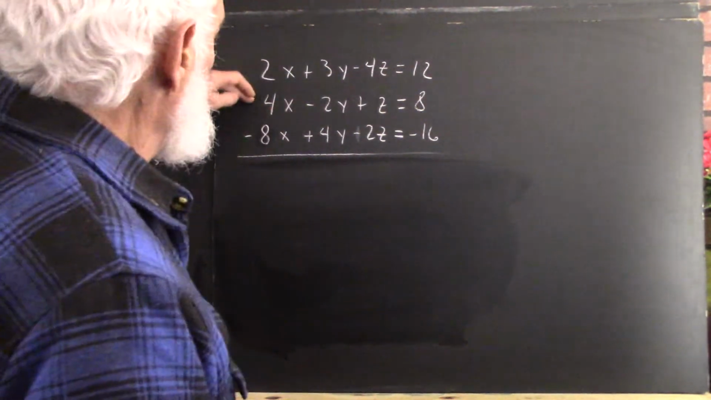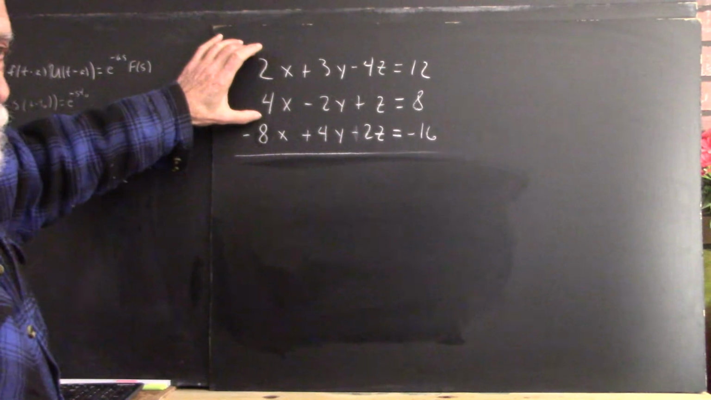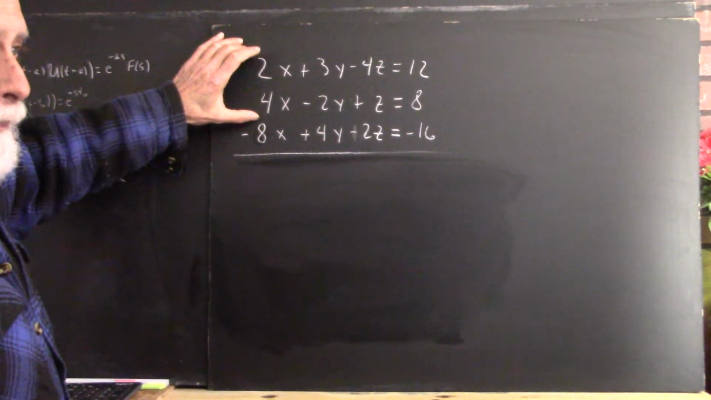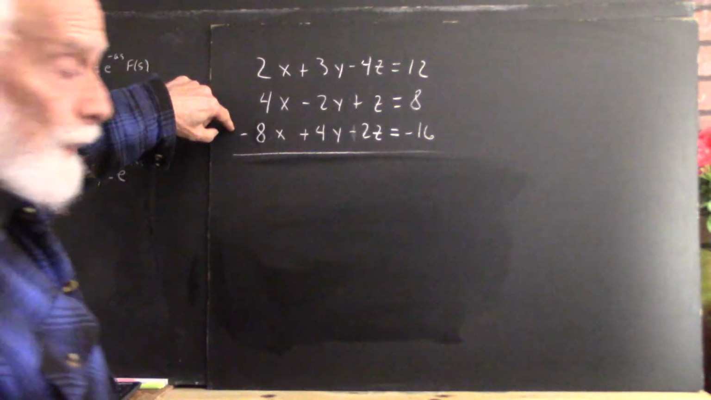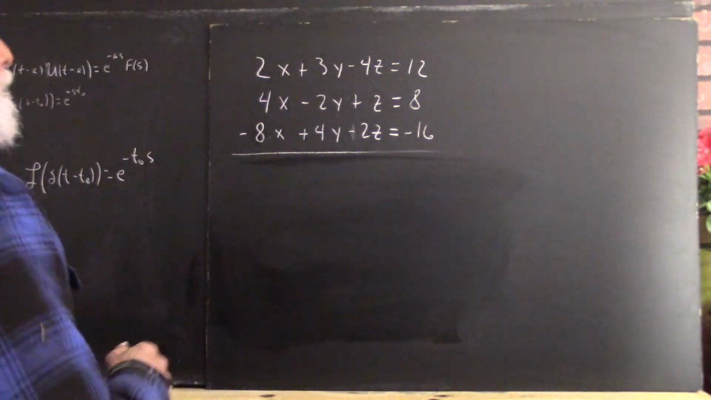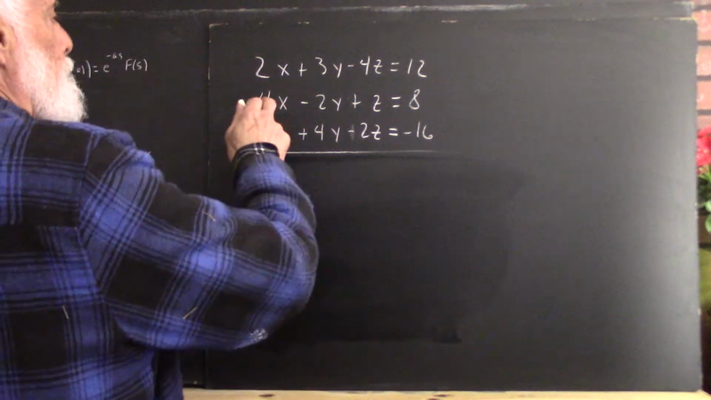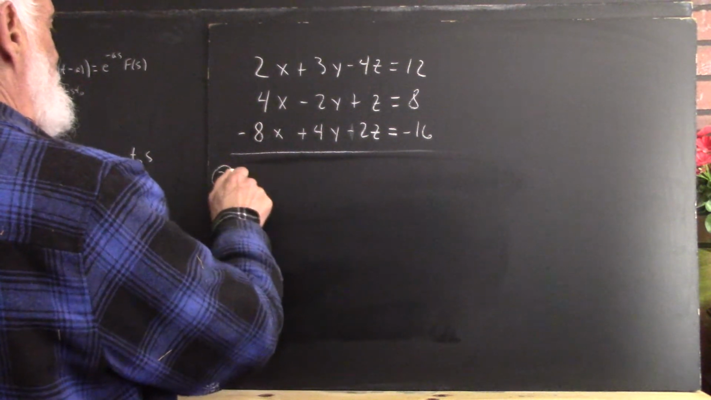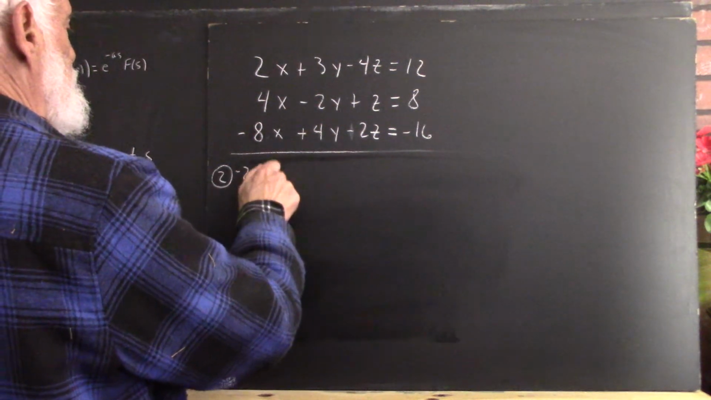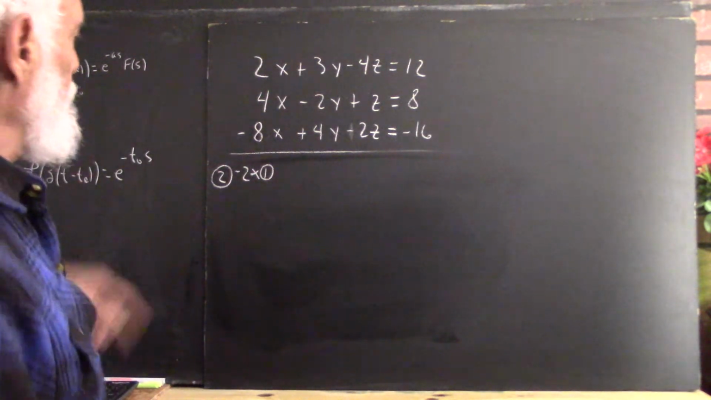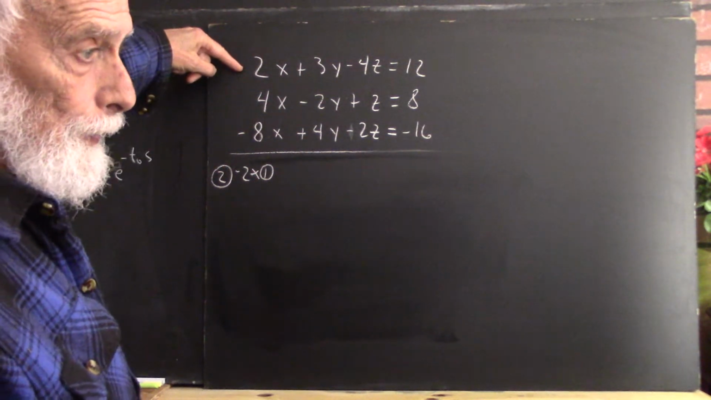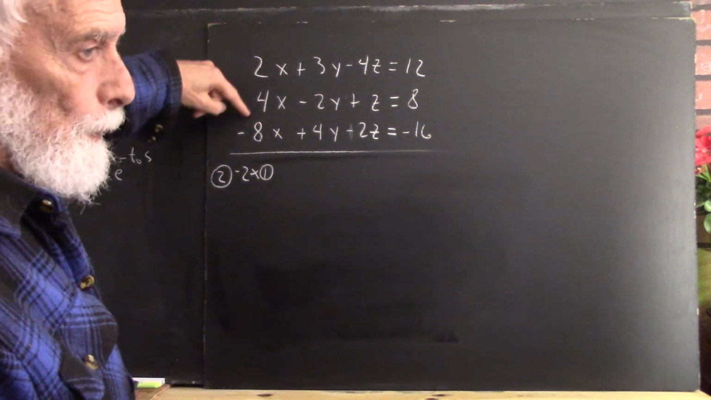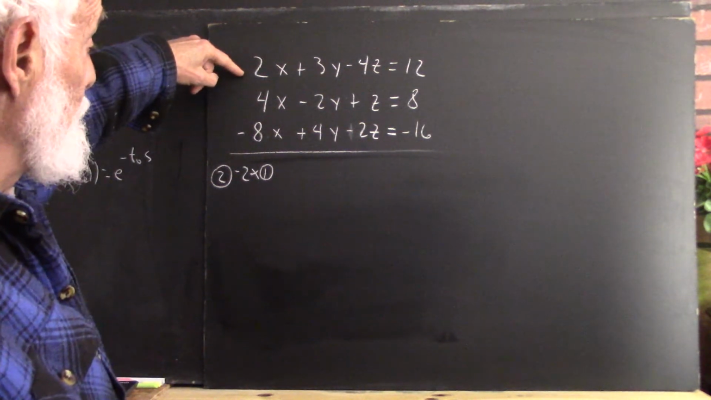Okay, system of three equations. First two equations are exactly as before. Third equation is a little bit different. Okay, I'm going to just do the second equation minus 2 times the first. It's clear that that will eliminate x.